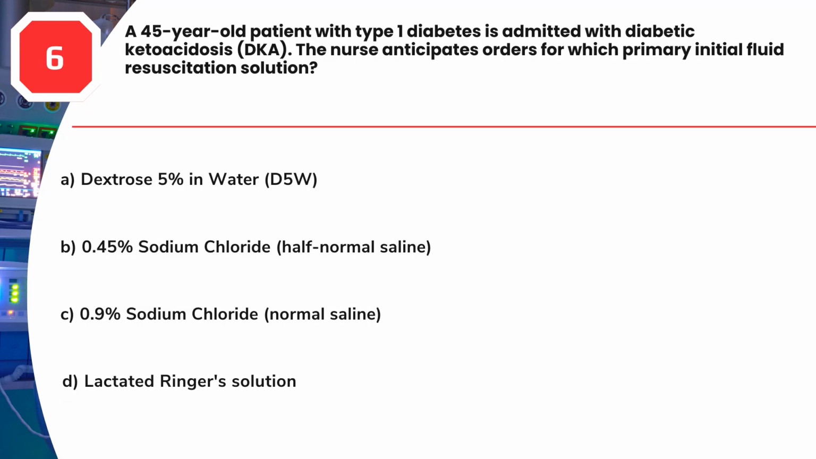Question 6. A 45-year-old patient with type 1 diabetes is admitted with diabetic ketoacidosis, DKA. The nurse anticipates orders for which primary initial fluid resuscitation solution? A. Dextrose 5% in water, D5W. B. 0.45% sodium chloride, half normal saline. C. 0.9% sodium chloride, normal saline. D. Lactated Ringer's solution.